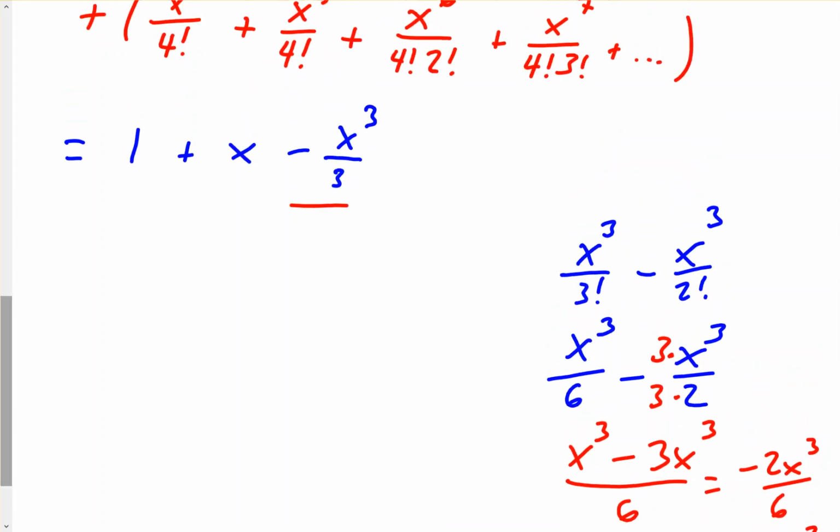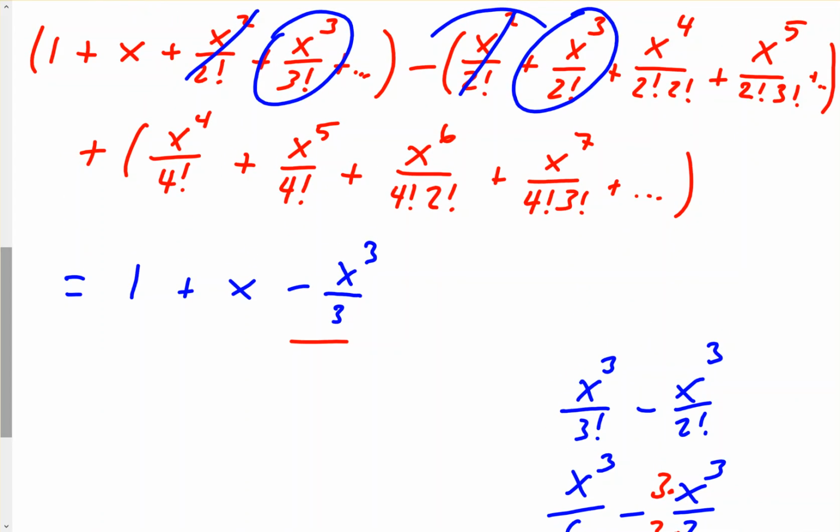And then you could do a similar approach for the next term. You go one more term if you like. Next term would be minus x to the 4th over 6. And obviously these will continue.